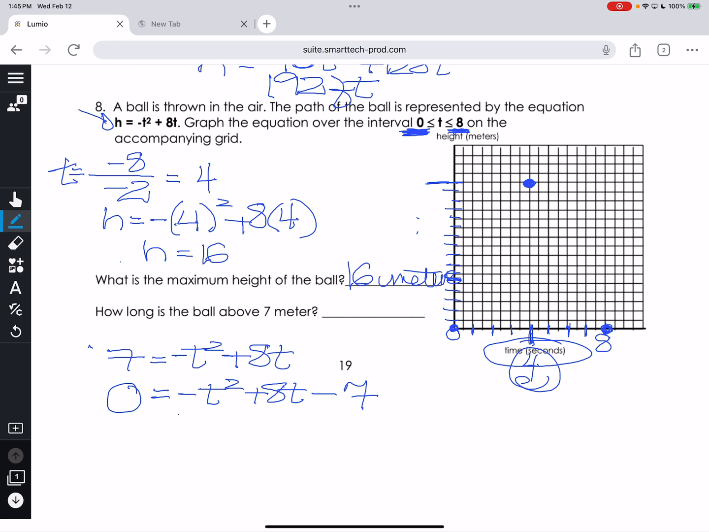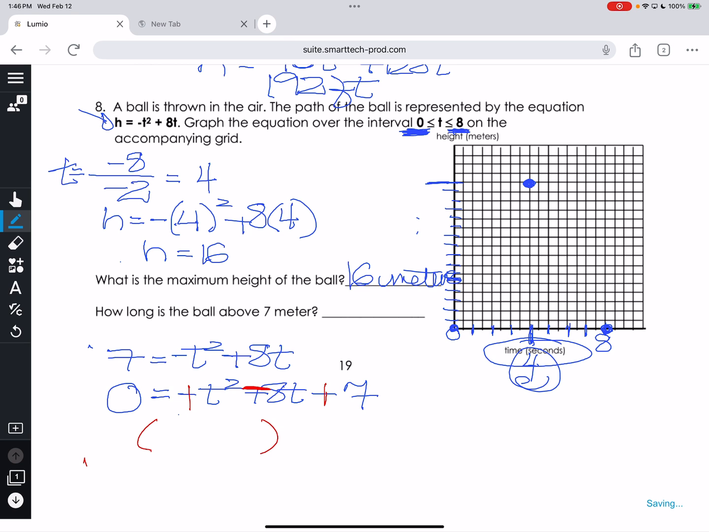Okay, if we're wanting to factor, one more change we have to make. Make the negative t squared positive. So flip the whole thing. So we're going to have plus t squared minus 8t plus 7. Which means two factors that multiply to 7. When we add them, it'll be 8. 1 and 7.